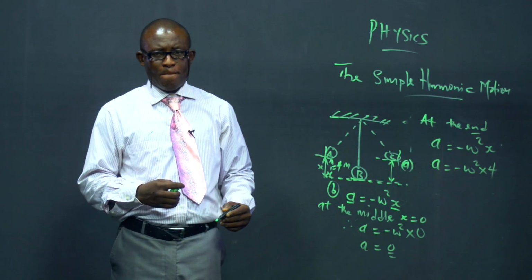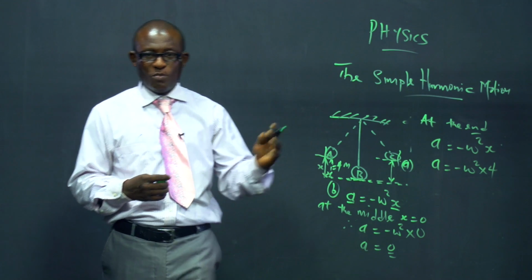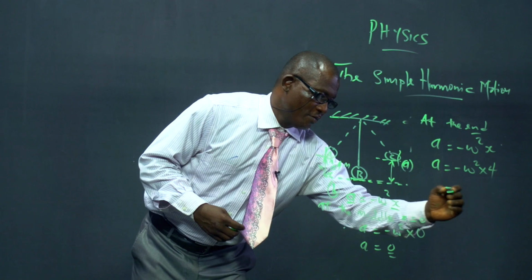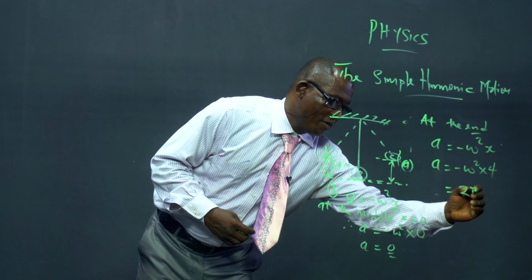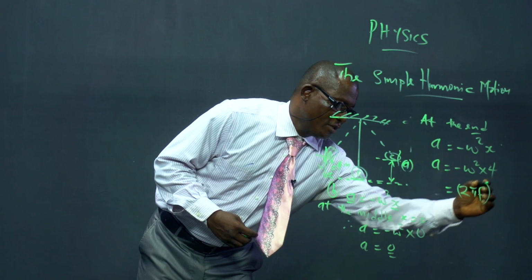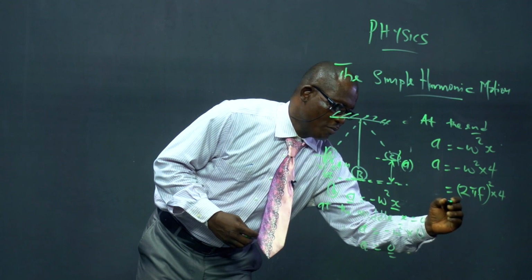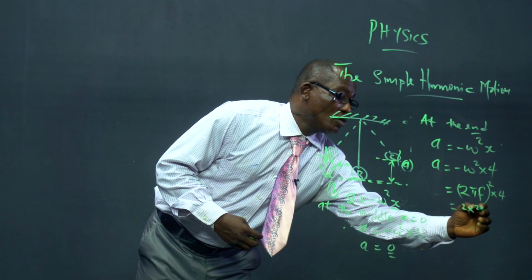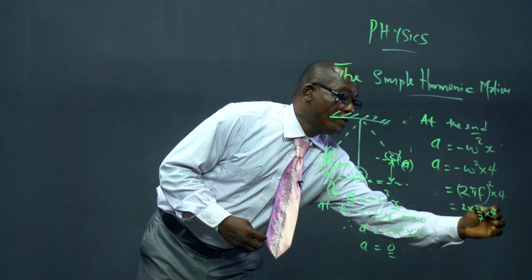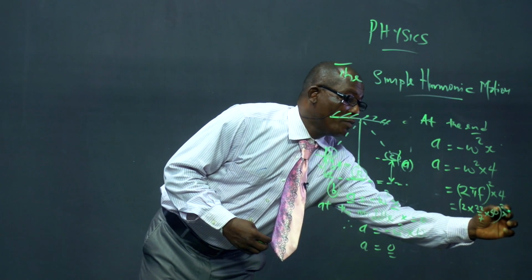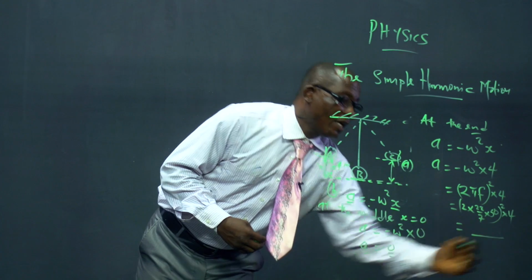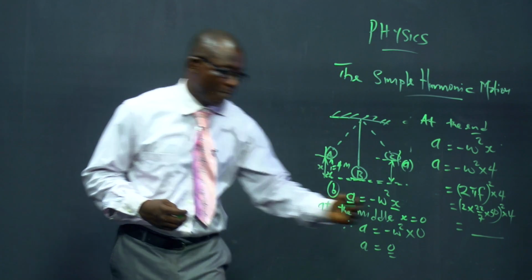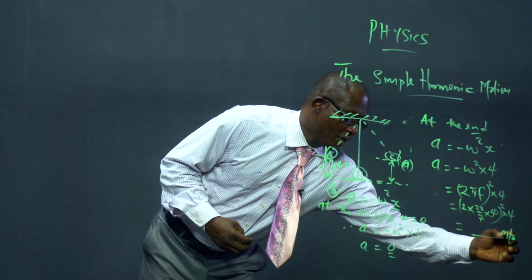What is omega? I gave you omega as 2 pi f. Take the square of it, multiply by 4. This will give us 2 multiplied by 22 over 7 by 50, all squared, multiplied by 4. And we arrive at the final answer in meters per second square.